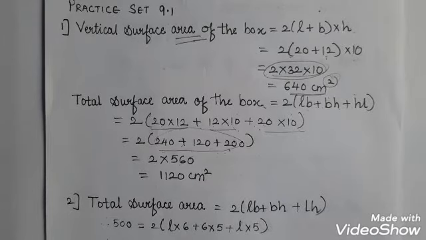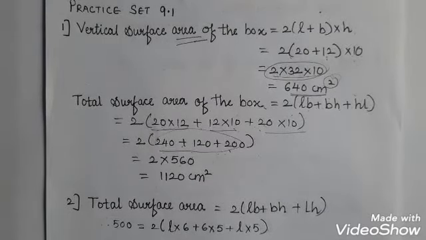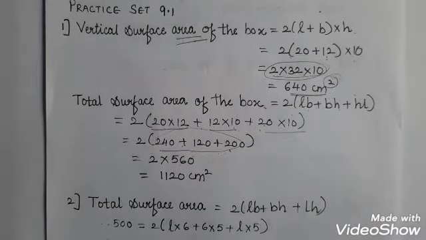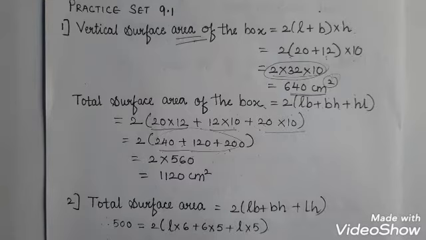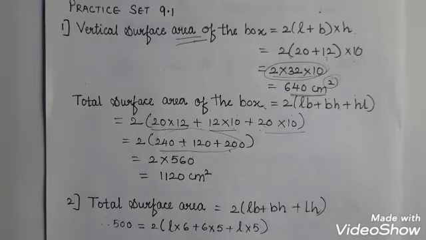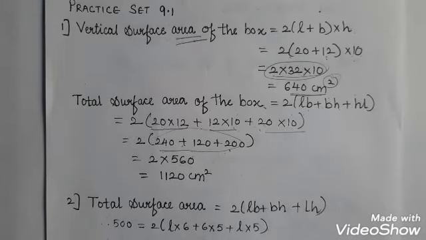So you got the answer as 1120 centimeter square. Okay, then next, second question. Total surface area of a box of a cuboid shape is 500 square centimeter. So now here the total surface area of a cuboid shaped box is given to us. Okay, so we are going to use the formula of total surface area of a cuboid. If its breadth and height is 6 unit and 5 unit respectively, what is the length of the box? So the breadth is given and the height is given, and we have to find the length.